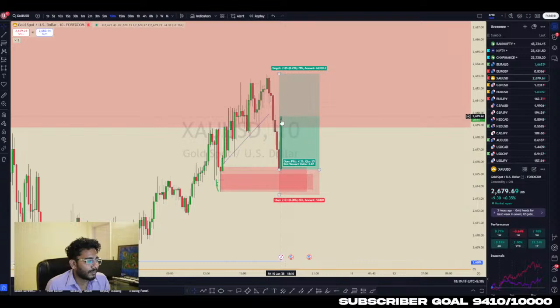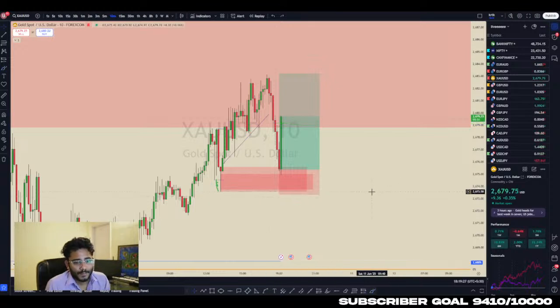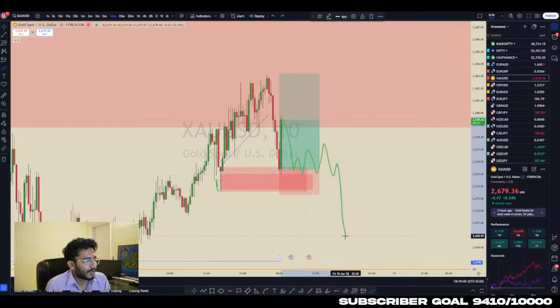So don't enter here. If you enter here, where will you put your stop loss? Below this, and the low will be over here. So what is your advantage over the price over here? Nothing. You're just entering at 1 is to 1. If price does not go in your favor, then you will try to buy here again. Then price will continue to the downside.